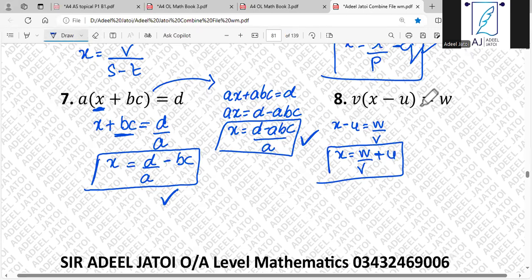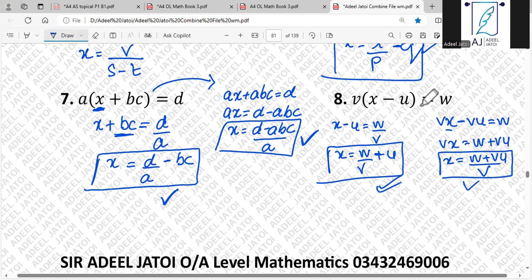The other way of doing it is to open the bracket. So V into X becomes Vx minus Vu is equal to W. Since you need to make X the subject, Vx is equal to W plus Vu. X will be W plus Vu upon V. So even this is the right answer. Both will be correct. There would be no issues.